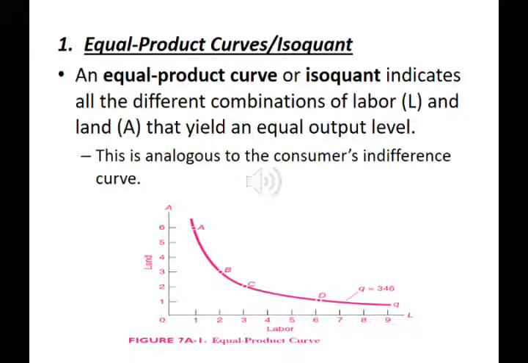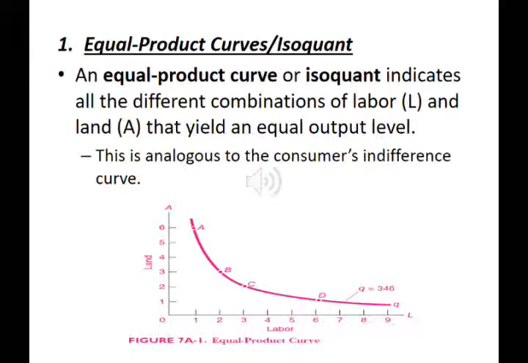We're going to start with the first ingredient, which is the isoquant, or the equal product curve. An equal product curve, or an isoquant, indicates all the different combinations of labor and capital, of labor and land, that yield an equal output level. As you can see on this graph, we have labor on the x-axis and land on the y-axis. So we have the two factors of production on the two axes of the graph. And we have this solid pink curve. This is what we call the isoquant, or the equal product curve.